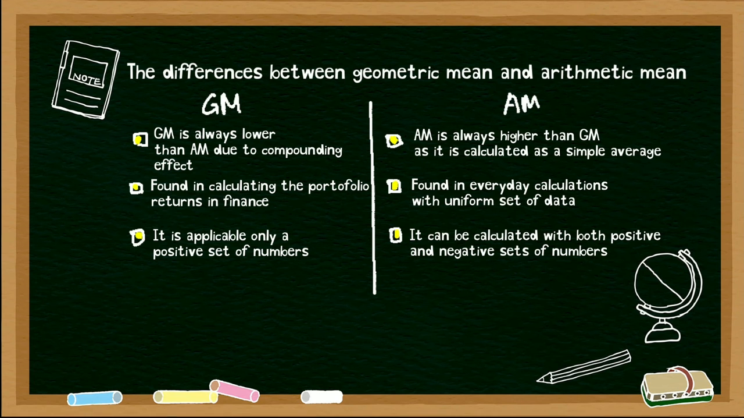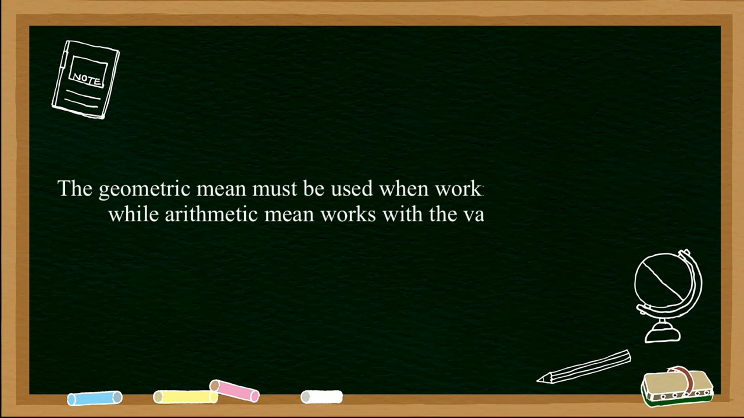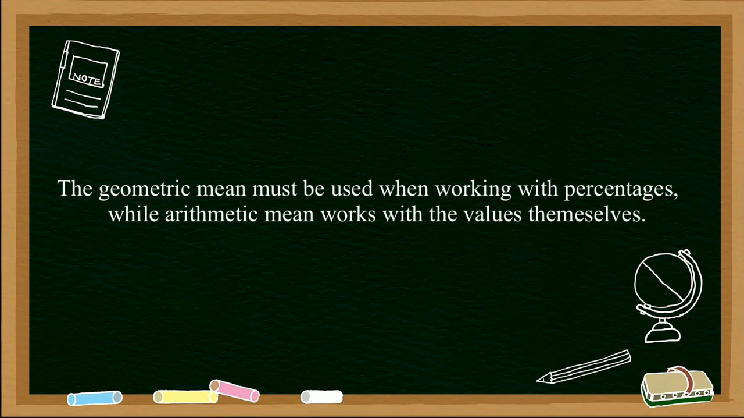Fifth, GM is found in calculating portfolio returns in finance, and AM is found in everyday calculations with a uniform set of data. Sixth, GM is applicable only for a positive set of numbers, while AM can be calculated with both positive and negative sets of numbers. Lastly, the geometric mean must be used when working with percentages, while the arithmetic mean works with the values themselves.